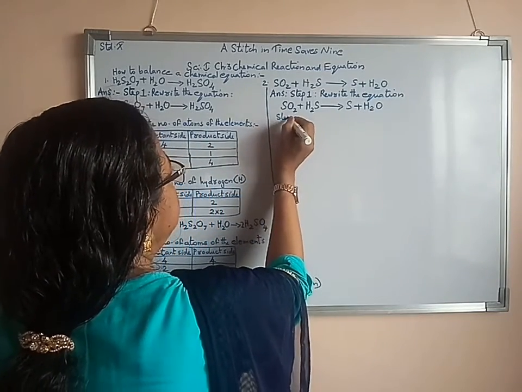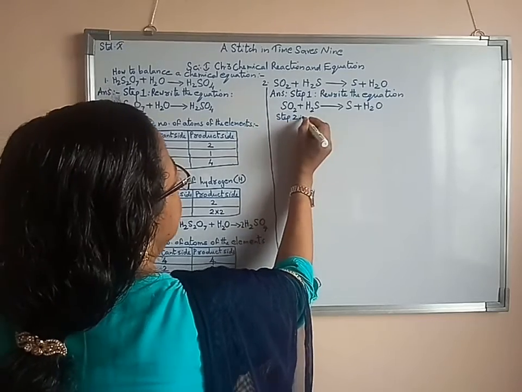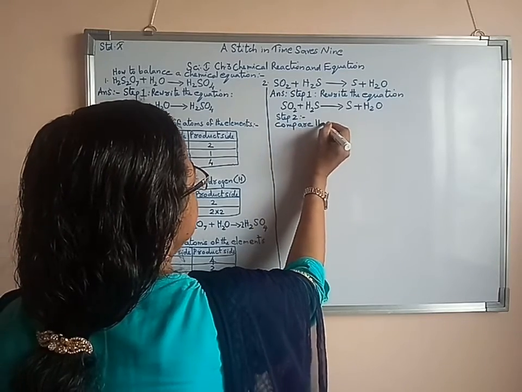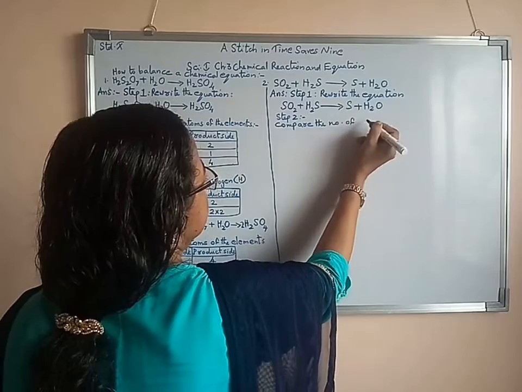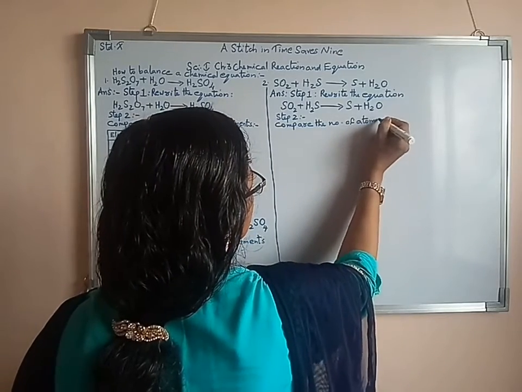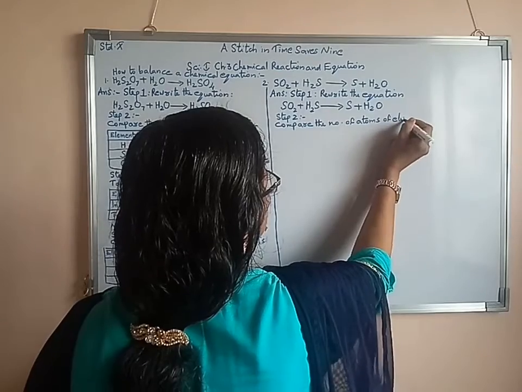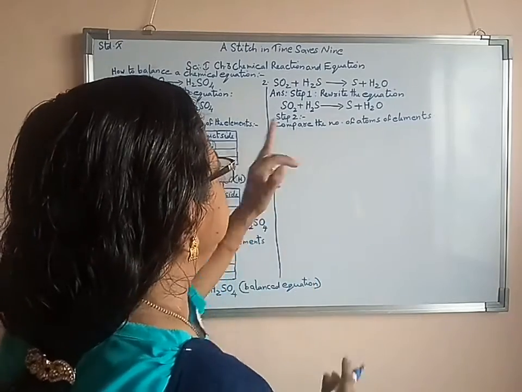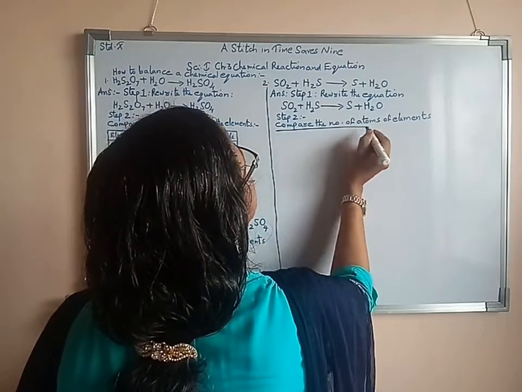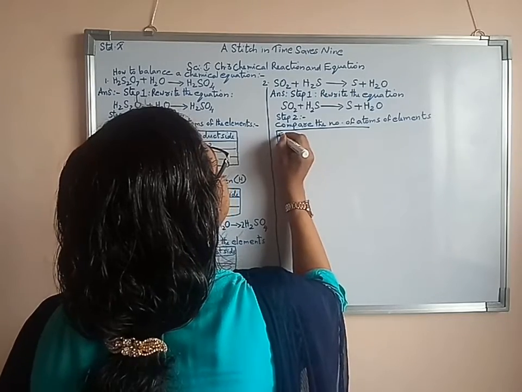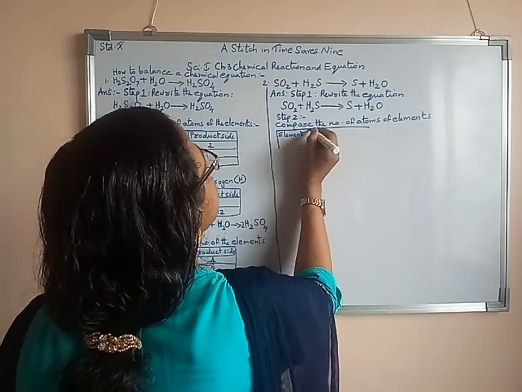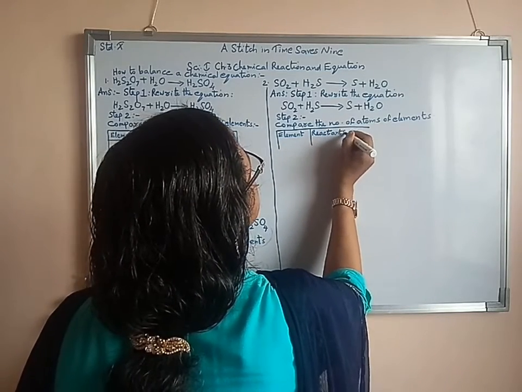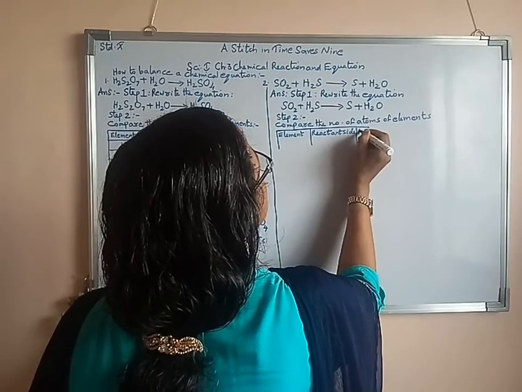Now step 2, we have to compare the number of atoms of elements. You have to compare the number of atoms of the elements. For that we have to make the table. Here element, here reactant side, here product side.